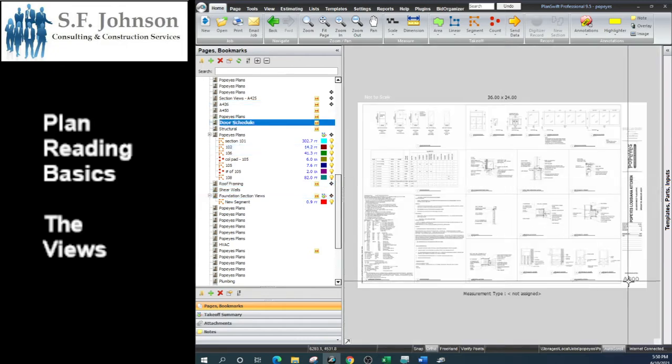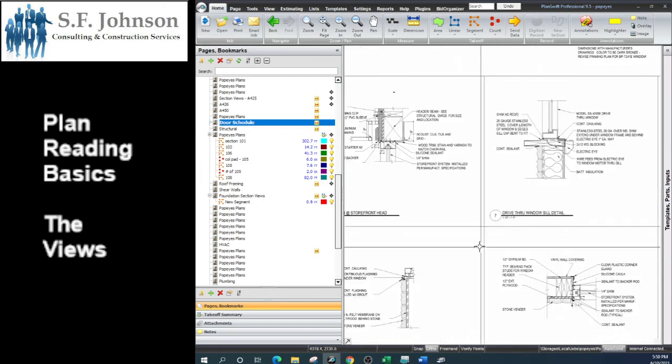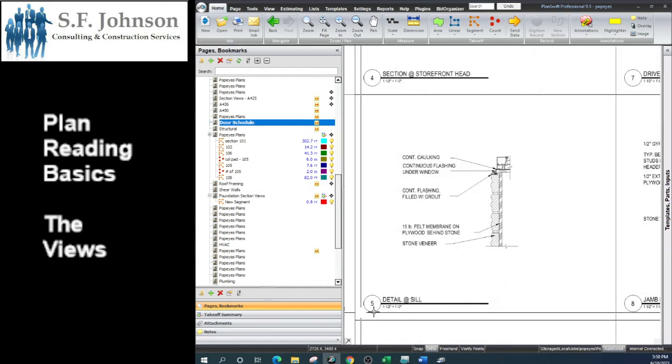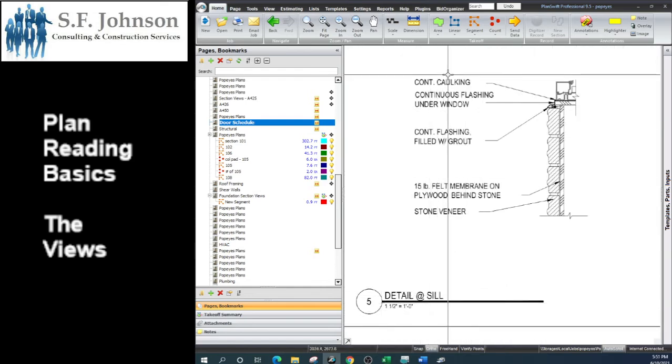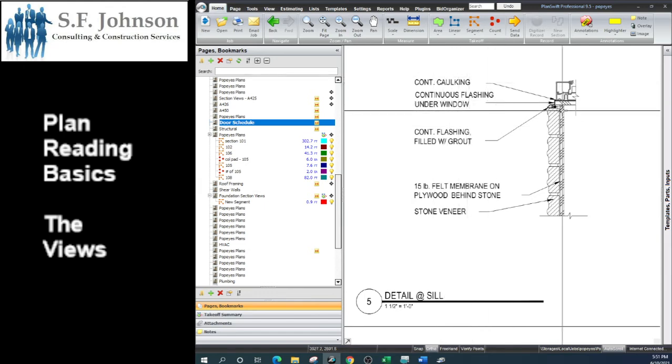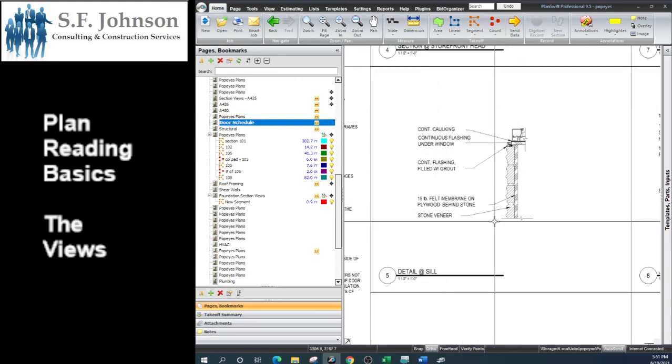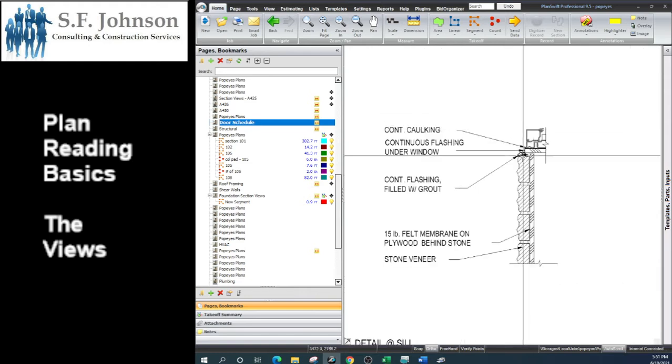5 over A600, here's A600, image number 5. Where is it? I don't have my glasses on, Grandma. All right, here we go. 5, detail at sill. So yeah, continuous caulking wasn't shown in the previous. Continuous flashing on the window wasn't shown in the previous, and all of this, okay? And so now you've gone to the third of the views, the detail view. It is a detail view. And you see at the detail view, it gives you everything that you didn't see at the section view, so you can complete the proper construction at that area. Okay, so that's the third of the views.